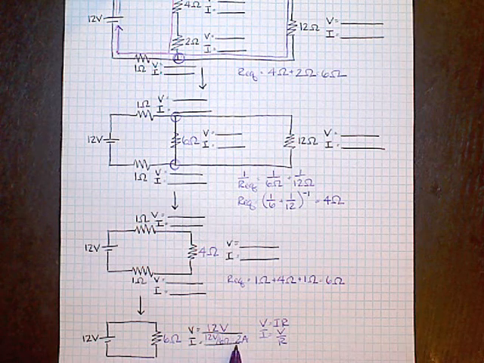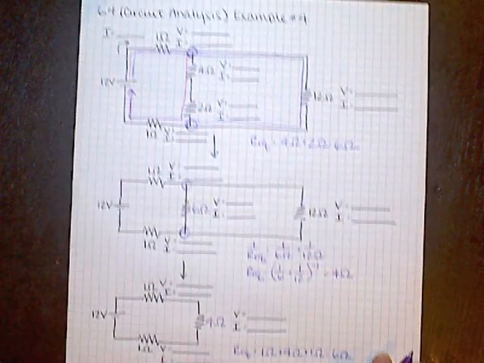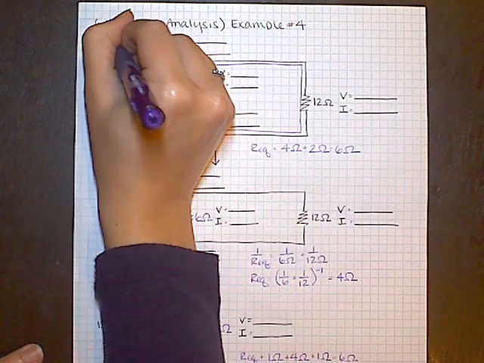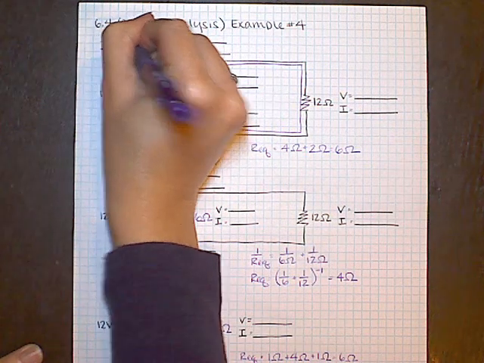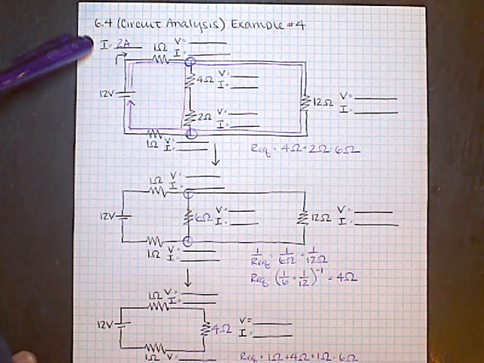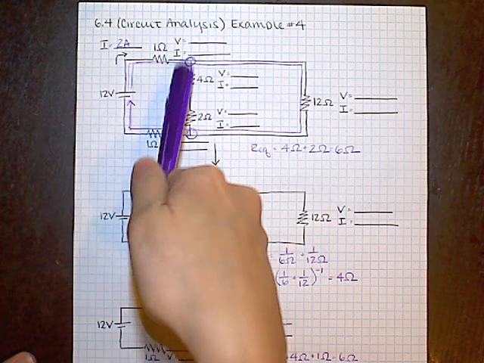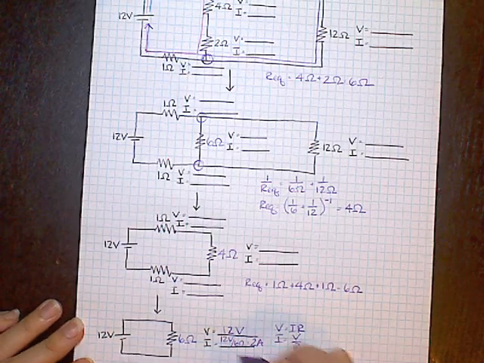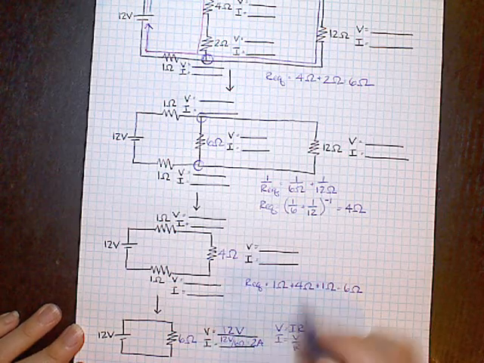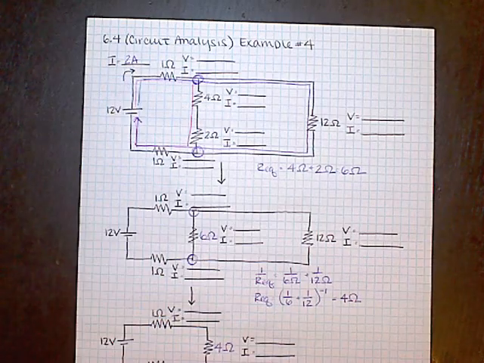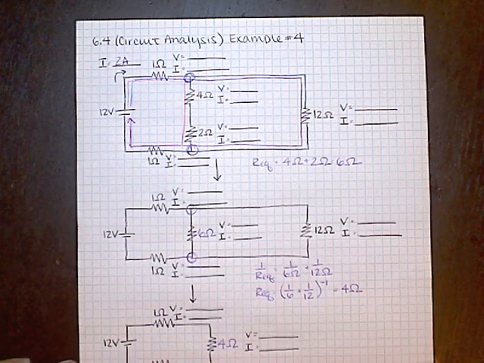And since that's the total current, I can actually do a really quick shortcut back up there and say that I already know that because this circuit is equivalent to this circuit down here, they both must draw the same amount of current. So if this one draws 2 amps, this one also draws 2 amps from the battery. But I'm getting ahead of myself.